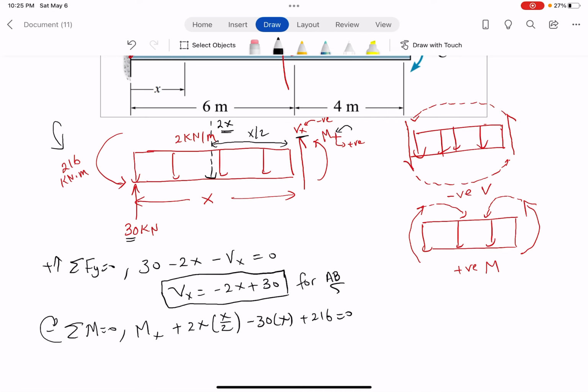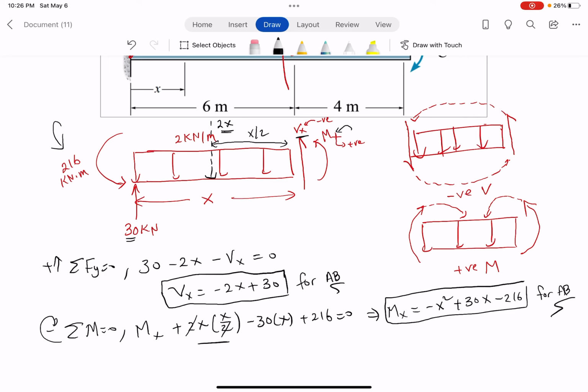The whole thing is equal to 0, so 2 will cancel with 2. You'll end up with the moment Mx equal to x squared, because you take this one to the other side, and you take this one, 30x minus 216. Mx is equal to minus x squared plus 30x minus 216. This is very easy. This is for the segment AB.